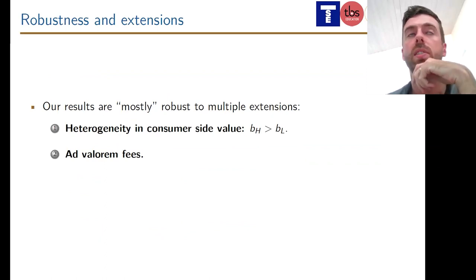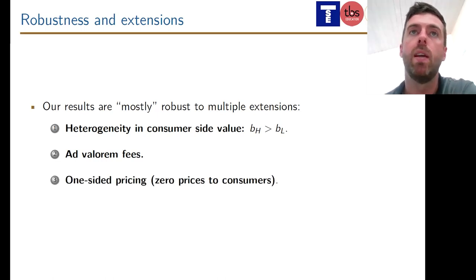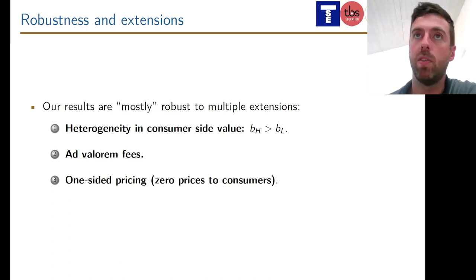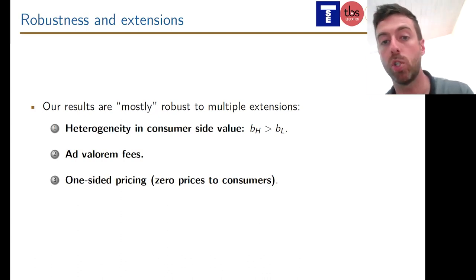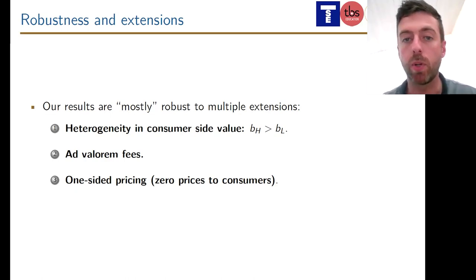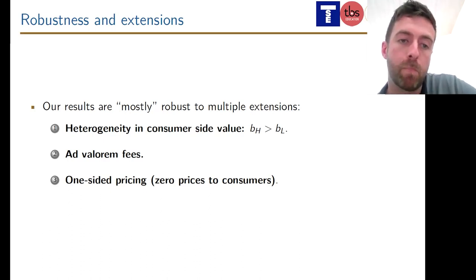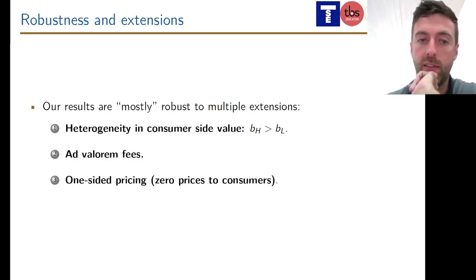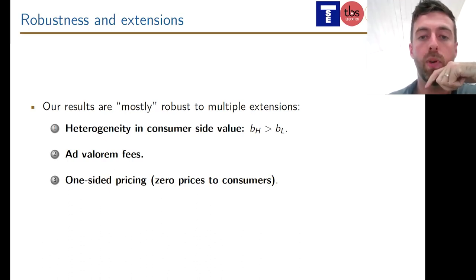So, in terms of robustness and extensions, we look at three main extensions, and our results are mostly robust to this. The first extension that we look at is one with heterogeneity in how much consumers value different types of sellers. So we're going to allow consumers to prefer to interact with high-type sellers. Then we look also at ad valorem fees. And a third extension that we look at is one-sided pricing. That is what happens when the platform cannot charge a price to consumers.